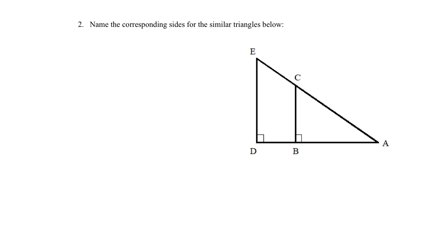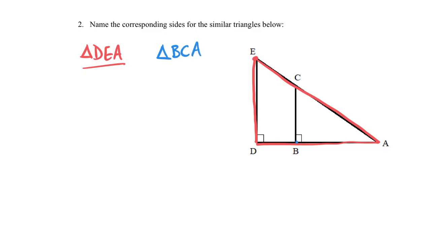I'm going to label them off on the side. On the left, I have this big outside triangle, triangle DEA. I'm hoping that you can see that. Triangle D, up to E, down to A. I enclose that shape. There is my big triangle. But I would hope that you can also see triangle BCA. Up to C, down to A, back to B. I've asked you to name the corresponding sides for the similar triangle.